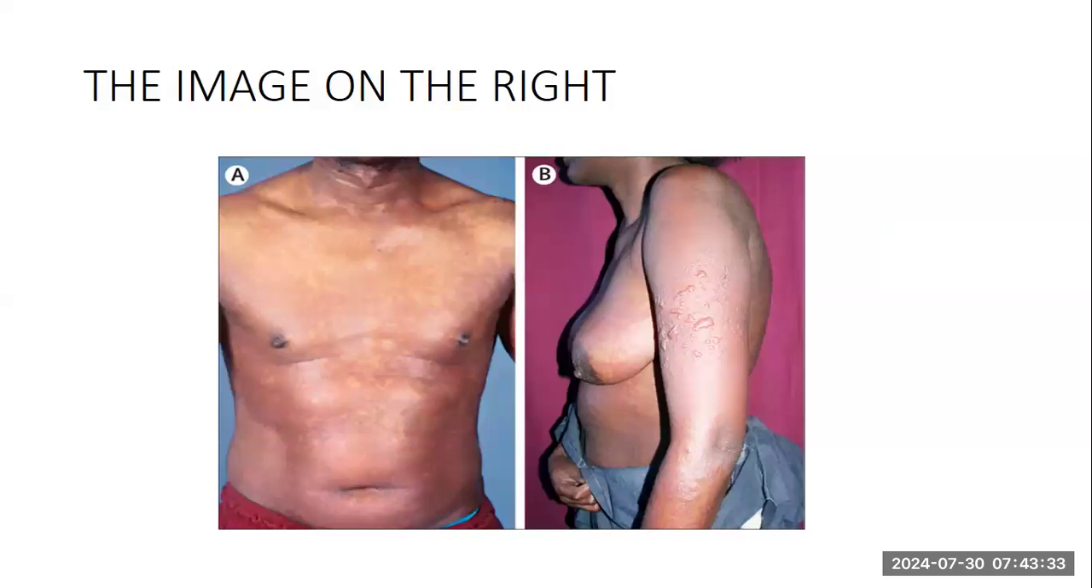Very detailed presentation. Okay, I can't see any hands. Okay, there's a hand up. Chief Mahmoud, please go ahead.